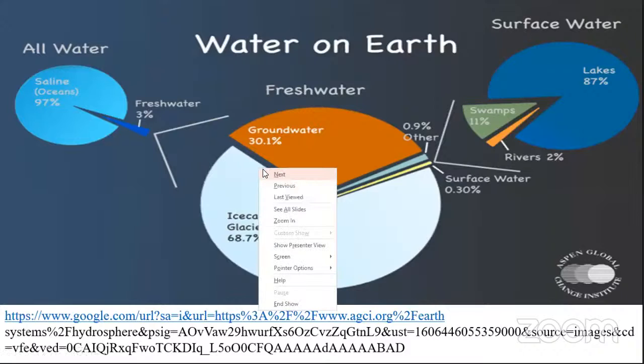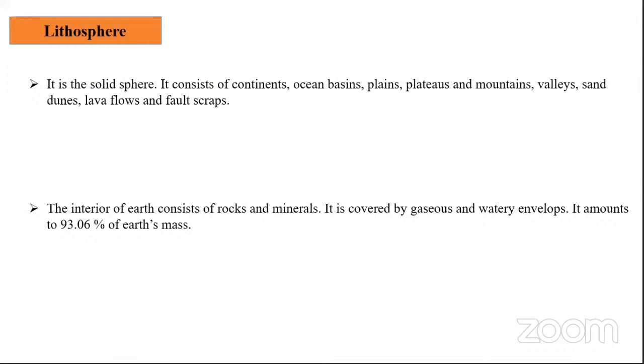And next, students, lithosphere. Lithosphere is the solid part, the solid sphere where we are thriving and living. In the lithosphere, you can see ocean basins, plains, plateaus, mountains, valleys, sand dunes, lava, and so on. And how much mass does it carry? It carries around 93.06%, students. So note it down.